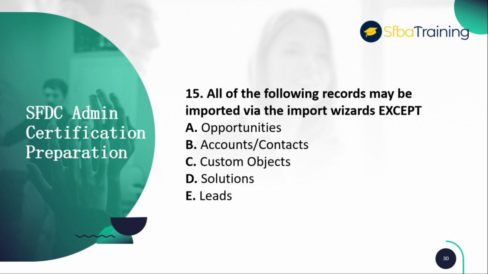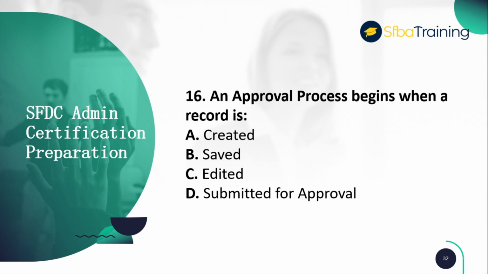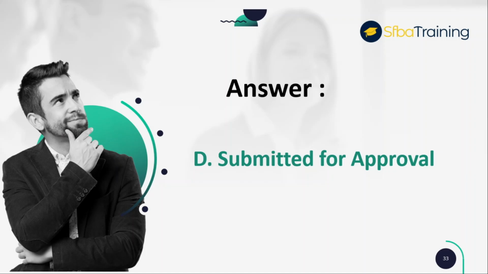A. Opportunities, B. Accounts, contacts, C. Custom objects, D. Solutions, E. Leads. The answer is A. Opportunities. Number 16. An approval process begins when a record is: A. Created, B. Saved, C. Edited, D. Submitted for approval. The answer is D.